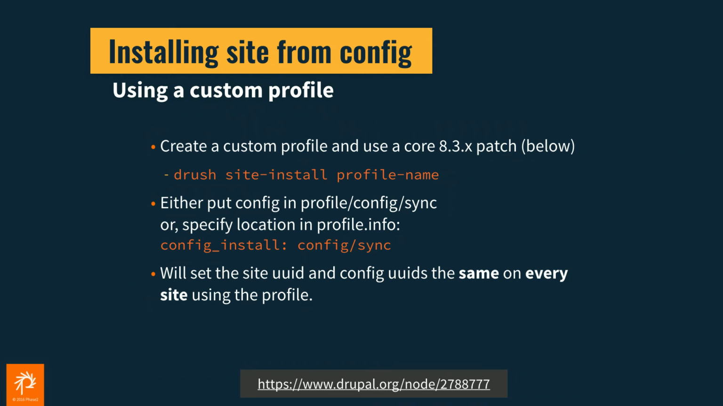So the catch-22 with config import, if you're just using drush commands, right? You do a drush site install. Well, the drush site install sets a random site UID. And now you try to do a drush config import, and it says, I'm not going to do that because your site ID doesn't match. So this little patch just kind of reverses things. It sets the site ID first, and then it does the config import.